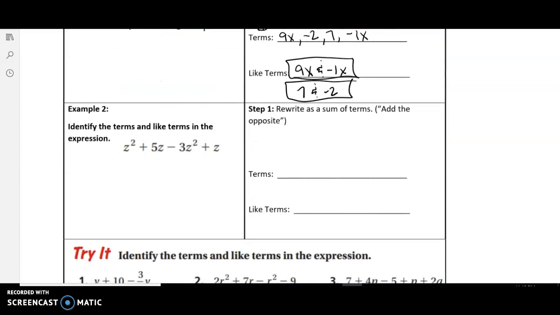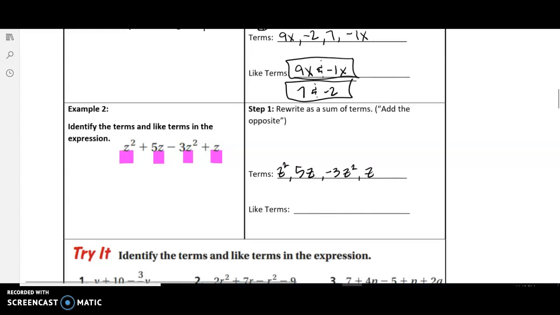So down here, we have 1, 2, 3, 4 terms. So our terms would be z squared. I'm going to put a slash through my z just so you guys know it's a z and not a 2. 5z, -3z squared, and then z.